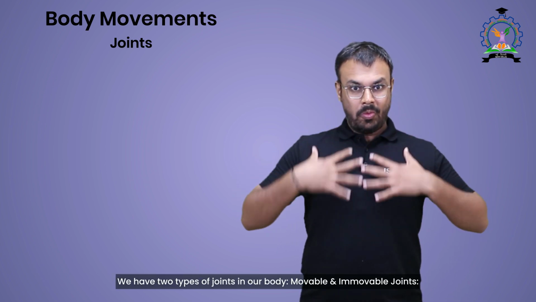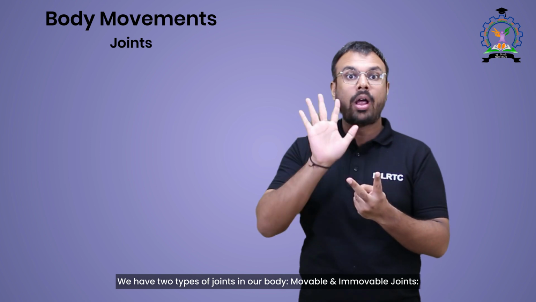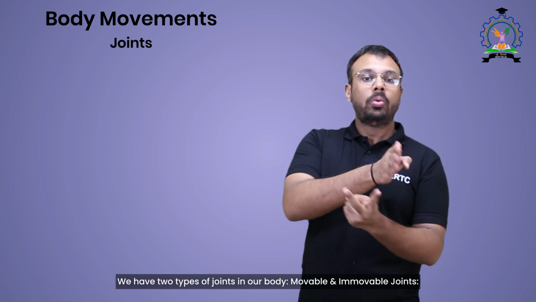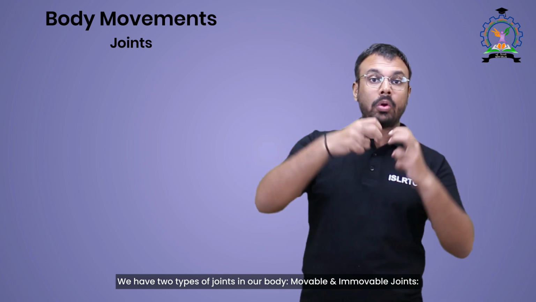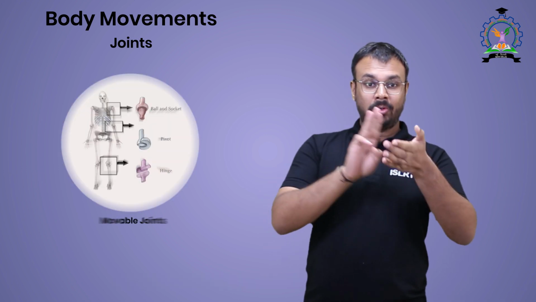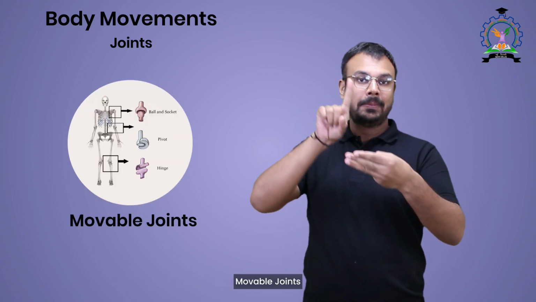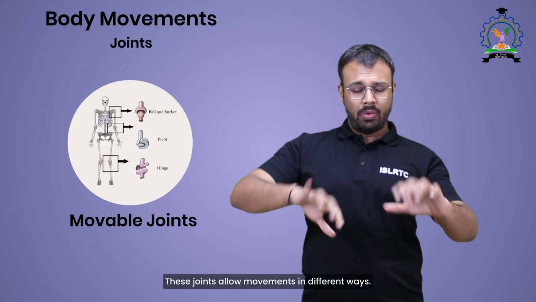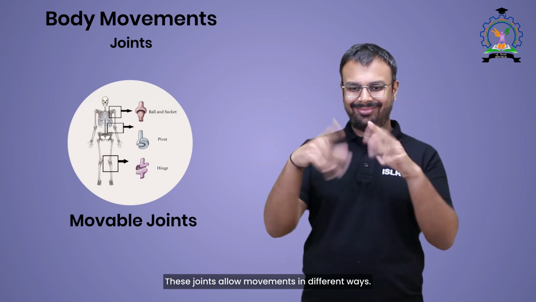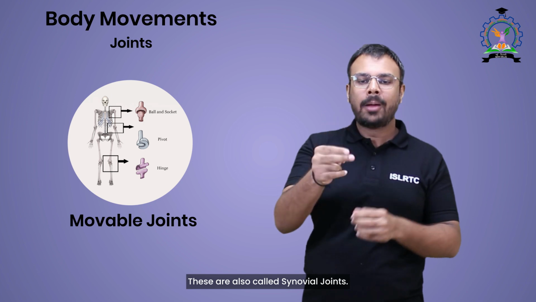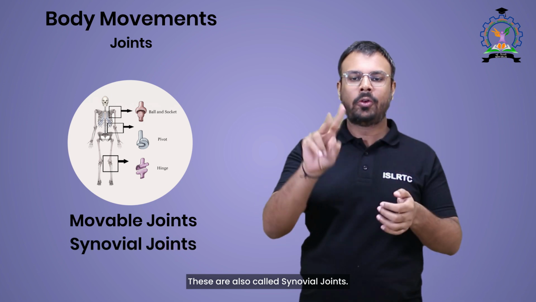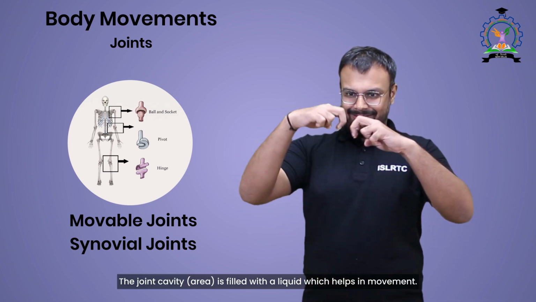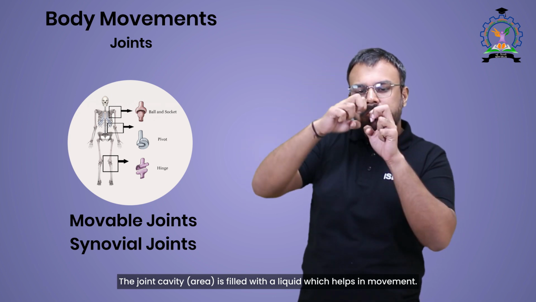We have two types of joints in our body, movable and immovable joints. Movable joints. These joints allow movements in different ways. These are also called synovial joints. The joint cavity area is filled with a liquid which helps in movement.